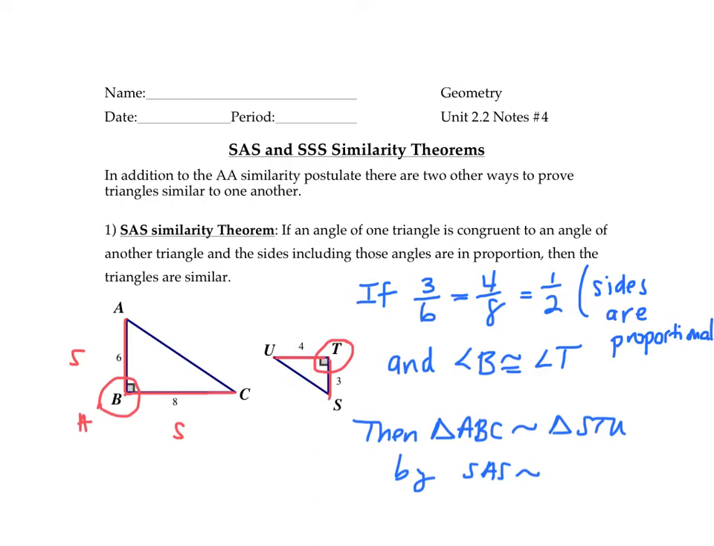And the other thing to keep in mind is we really need to be careful when we write the similarity statement. So if you check out how I named the first triangle, triangle ABC, I went along the shorter side in this triangle, so I need to follow that pattern in the second triangle and go with STU.